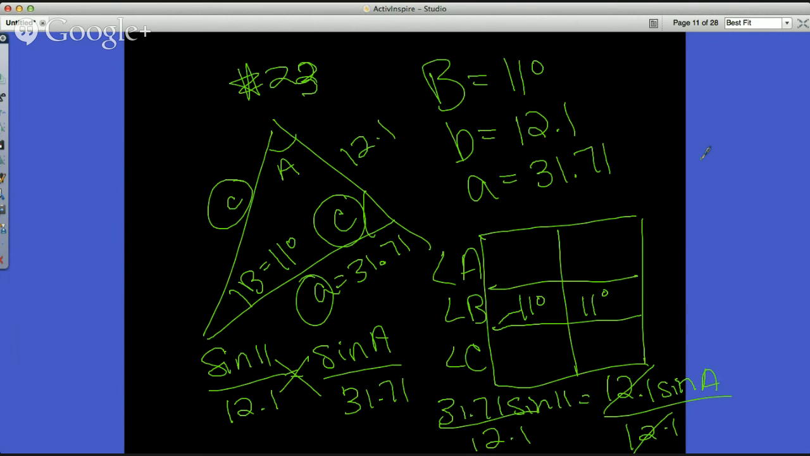Hold on just a sec. My technology's failing me right here. So it would be 30. Correct. So once I solve for that angle A, do we get 30 degrees? Is that what we got?